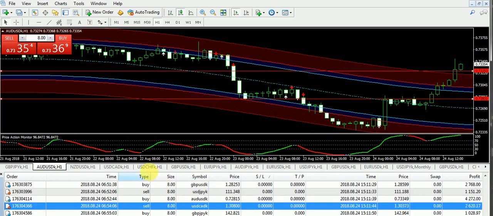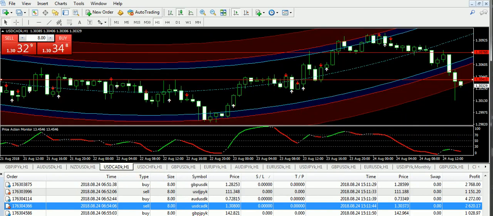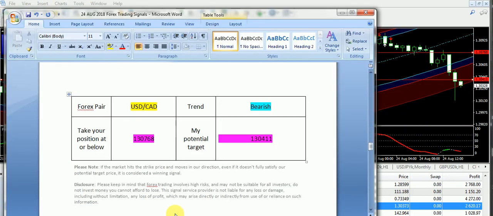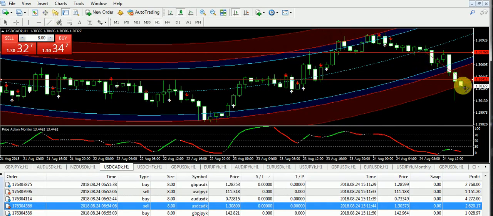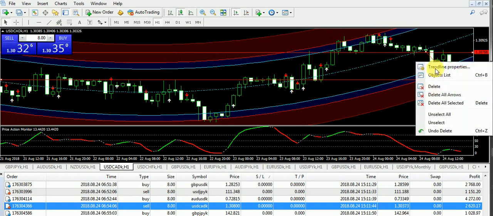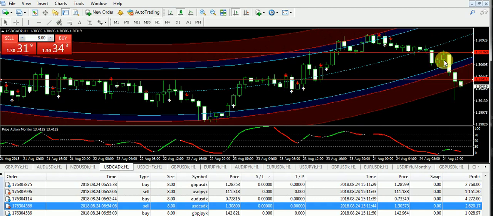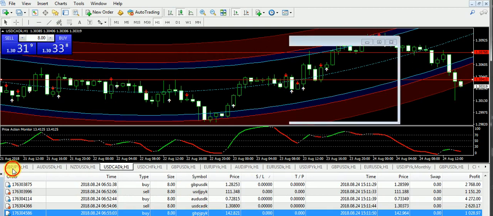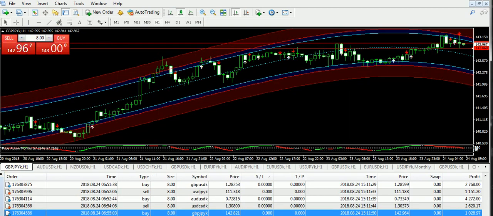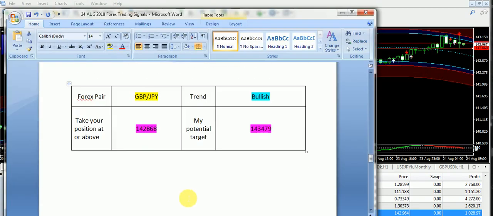Okay, now let's talk about the USD Canadian dollar. A big drop has appeared today, and that's what 200forexpips.com has predicted in the morning. 1.30768 was the bearish entry, and the target price was 1.30411. And guys, you can see that we have a big drop on USD Canadian dollar, and the target price is already met. So if you have taken the sell positions today on USD Canadian dollar, then you must have collected the profit.